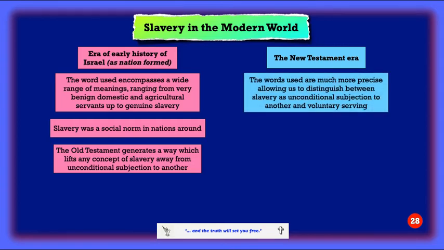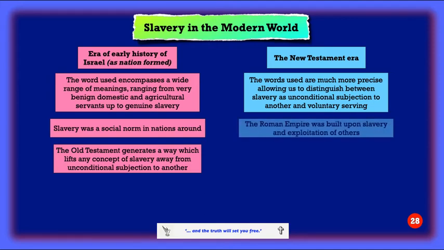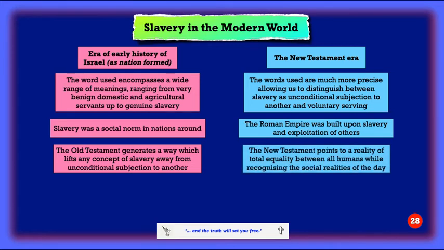There are more Greek words, therefore we can be slightly more precise. But we've got to remember the culture was built upon slavery, and that involved exploitation. The New Testament breaks away from that, and it points to a reality of total equality. We're not even there yet, but that's the goal that God has in mind. That's what his ideal is. That's what he wants.